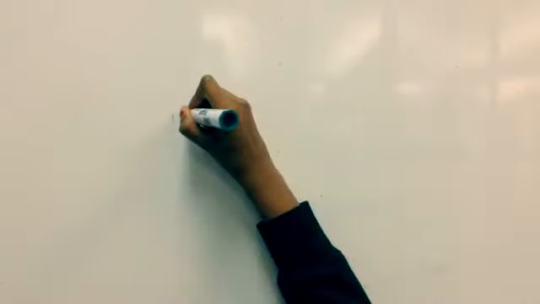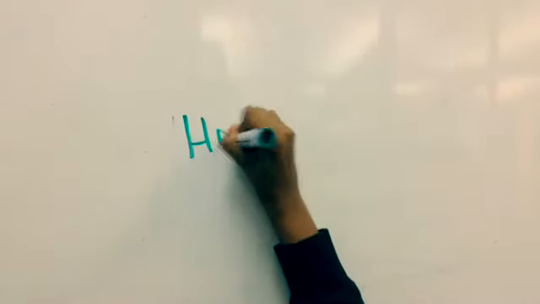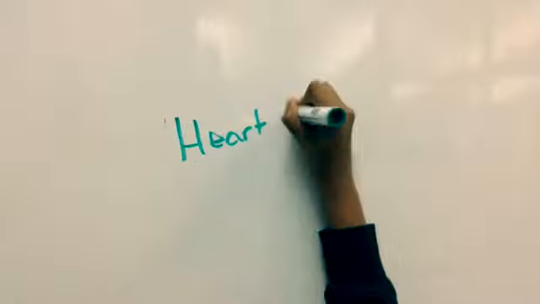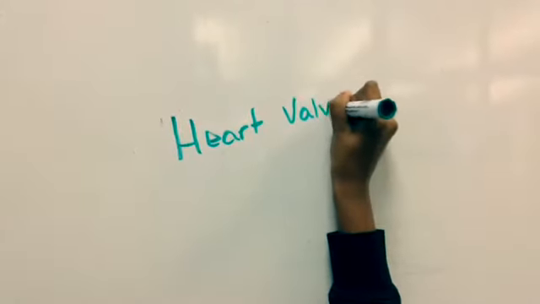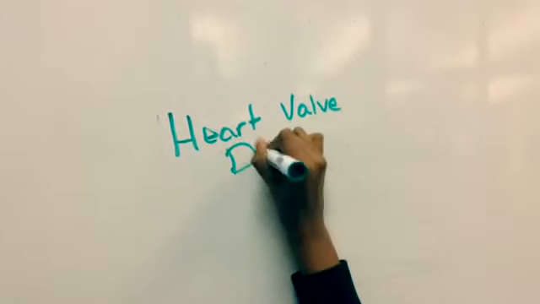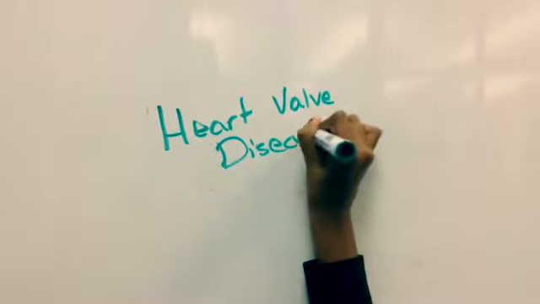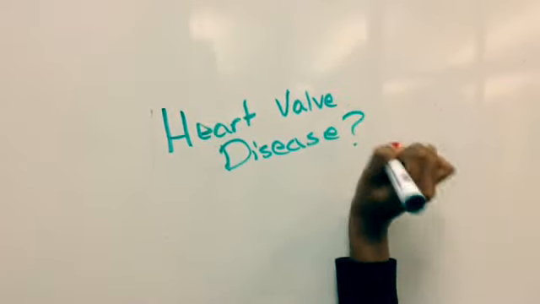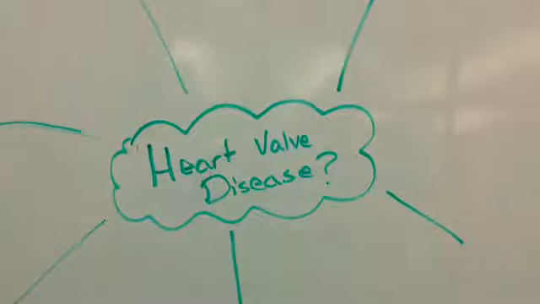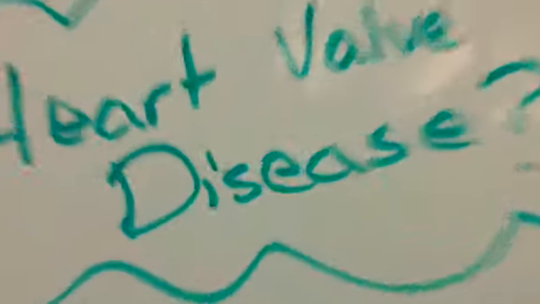What is heart valve disease? Heart valve disease is when one or more of the valves in your heart doesn't work properly. Your heart has four valves that keep blood flowing in the correct direction. In some cases, one or more of the valves don't open or close properly. This can cause the blood flow through your heart to your body to be disrupted.